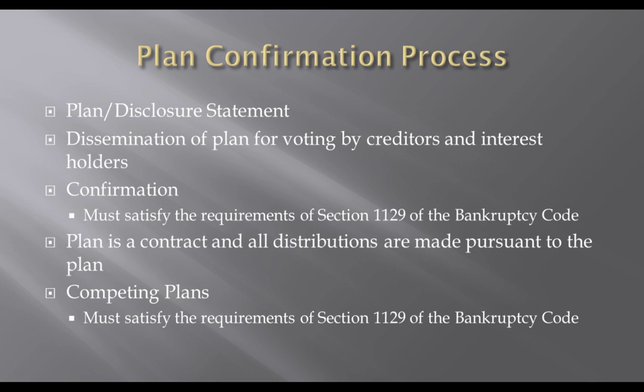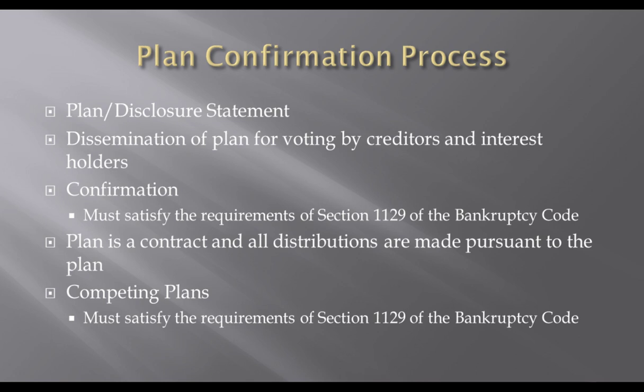So assuming that it meets that standard, then the court will tell the debtor, you can go ahead, you can distribute the plan for voting by all the interested parties, and then the plan will be sent out with the disclosure statement again, and there will be a ballot that's attached to the plan. And the ballot will say, you are a creditor in this category. Do you accept your treatment or do you reject your treatment?